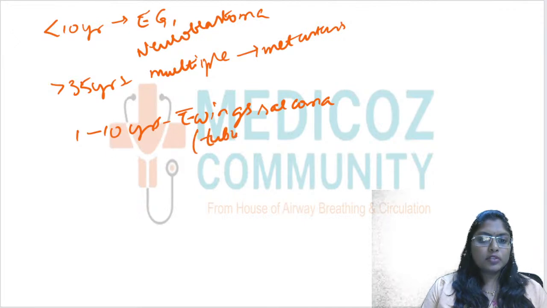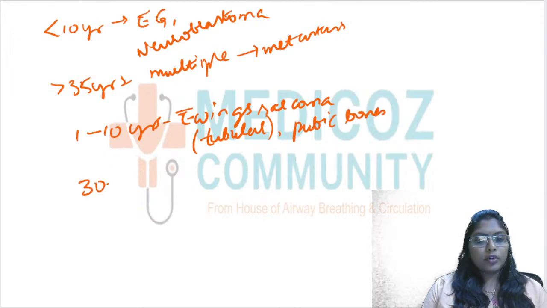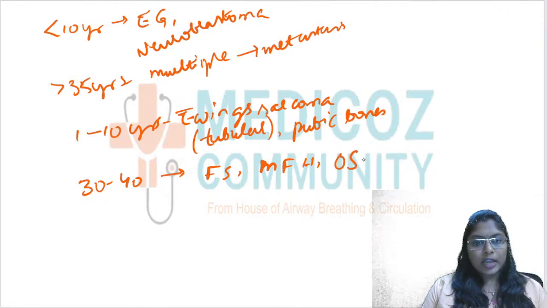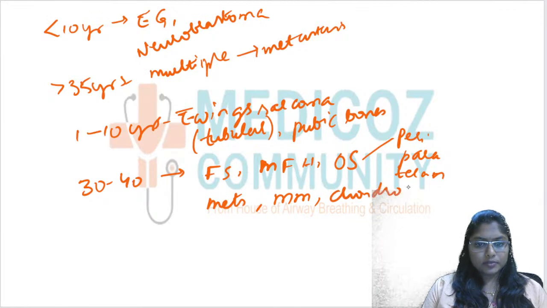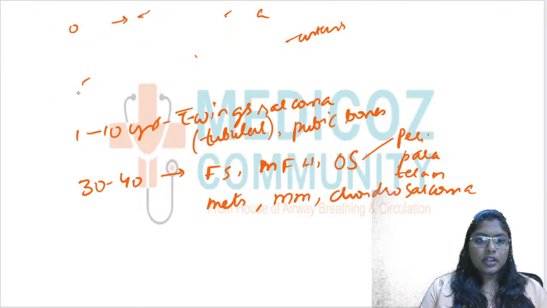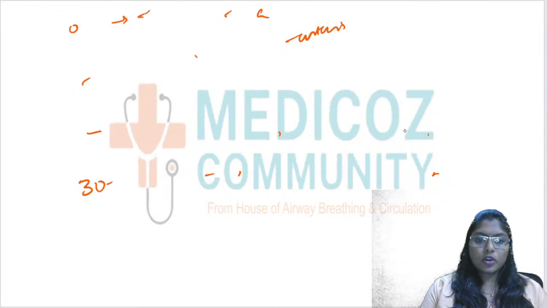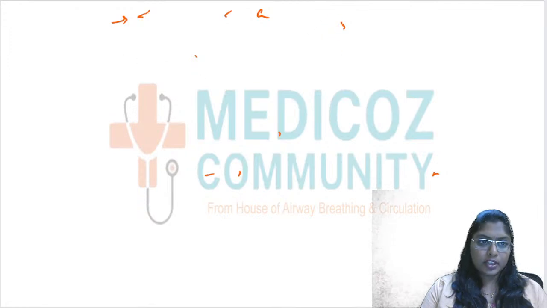It is more common in the tubular bones, but we can also see them in the appendicular skeleton, especially in the pubic region, pubic bones. So for 30 to 40 years, the entire spectrum of fibrosarcoma, malignant fibrous histiocytoma, osteosarcoma, the types of osteosarcoma also, periosteal, parosteal, telangiectatic. There are actually 7 types which are not very important for us. Mets are always a differential after 30 years, multiple myeloma and chondrosarcoma. Okay, and also depending upon the location of the tumor, whether it is in the central or in the periphery, we can divide.